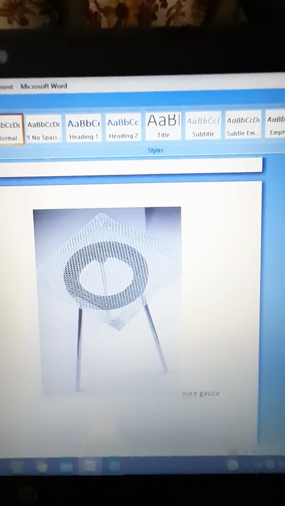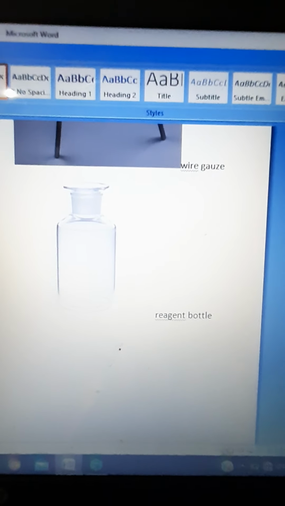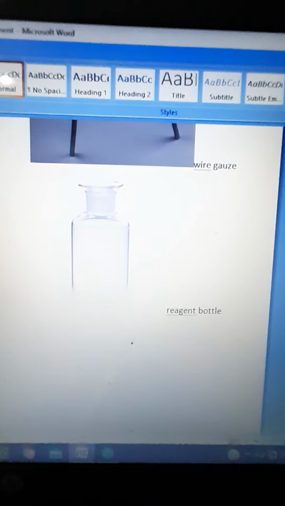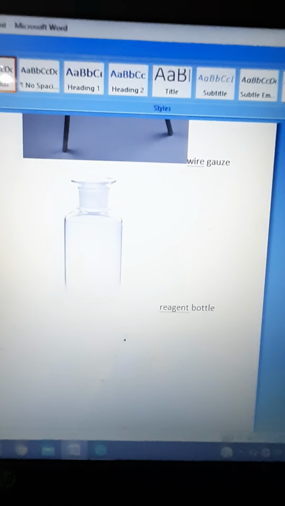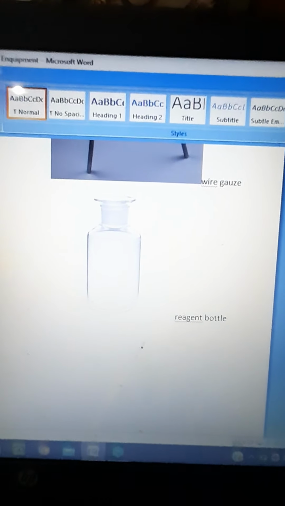Then the wire gauze we have discussed. Next is a reagent bottle. A reagent bottle is basically a glass bottle or might be a plastic bottle used to keep chemicals in. The chemicals might be in powder form or liquid form. The reagent bottle can be clear glass, brown glass, or red glass. It may have a plastic cap instead of a glass cap like the normal bottles.